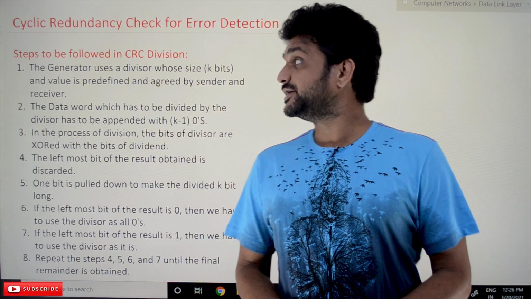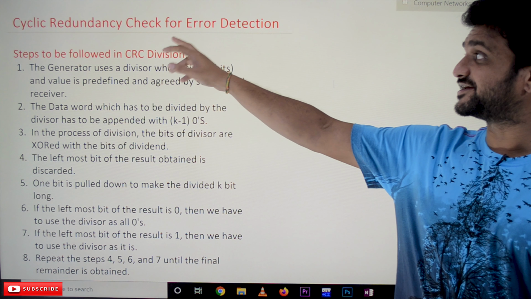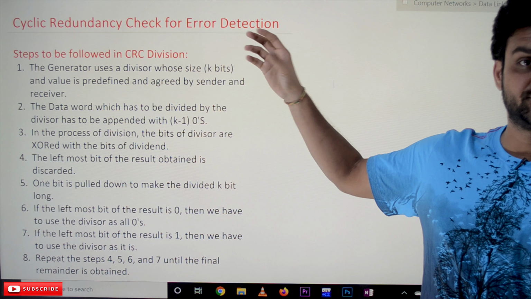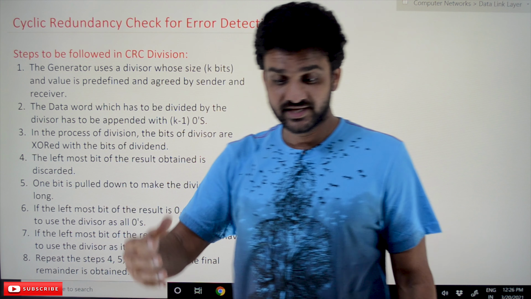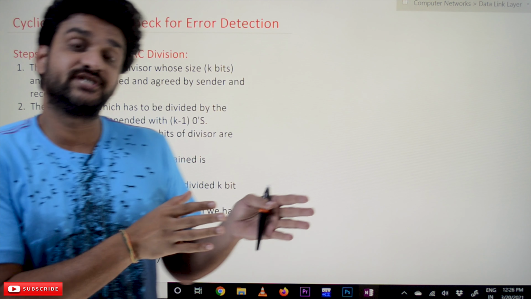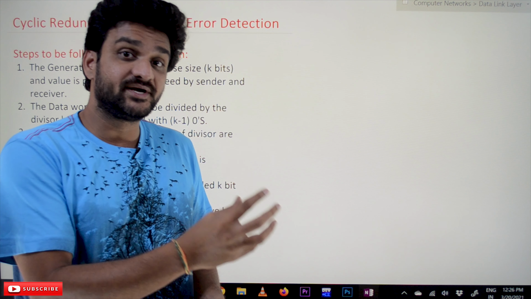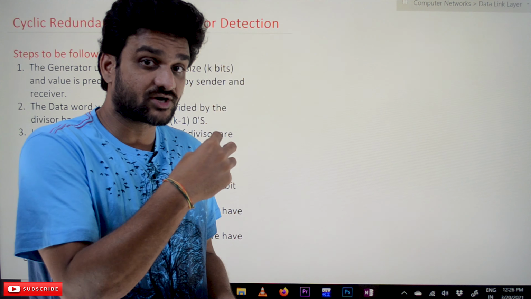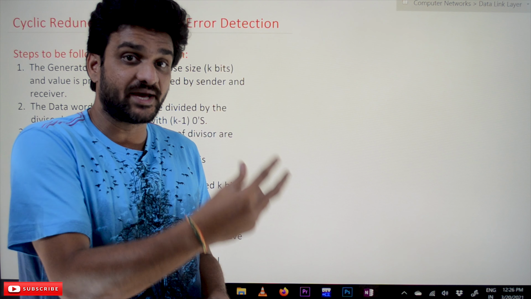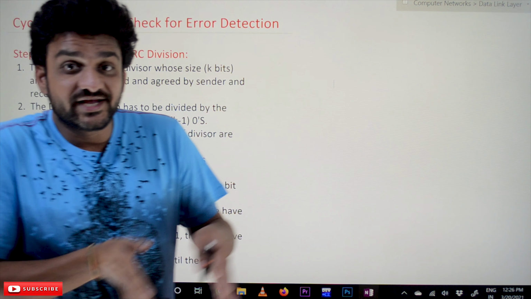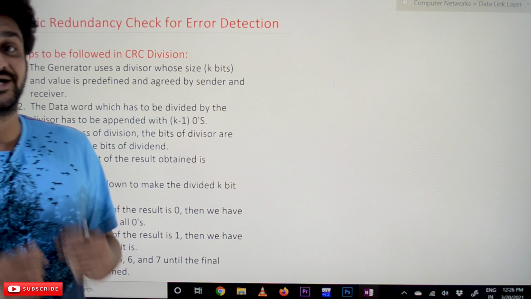I'm Vikram. In this class, we'll try to understand cyclic redundancy check for error detection. It is also called CRC. This is an algorithm which generates the redundant bits that get appended to the data words, and the code word generated by appending the redundant bits gets transmitted onto the transmission line.